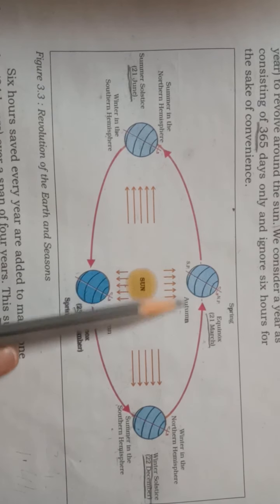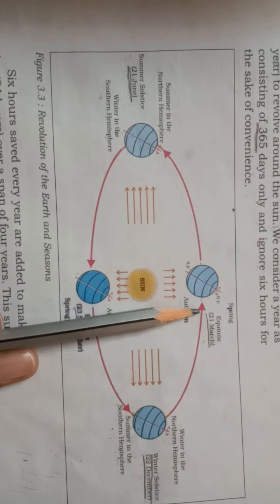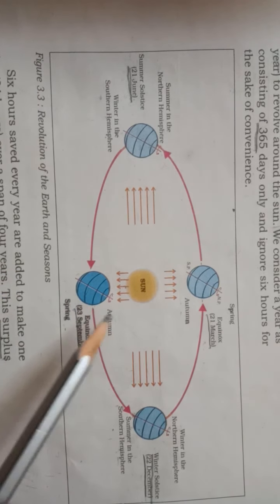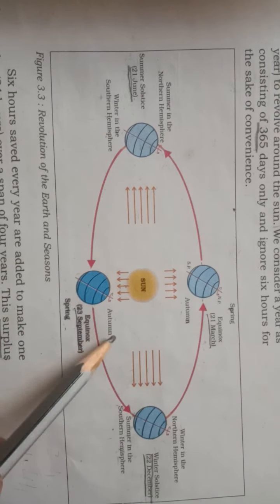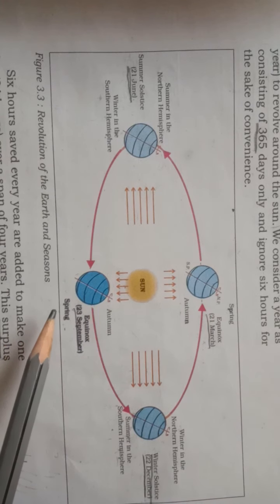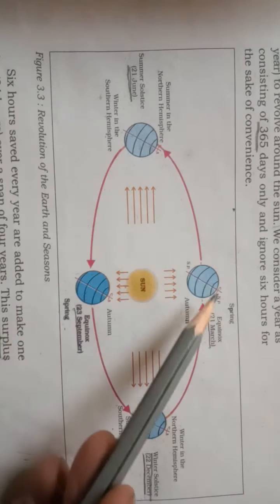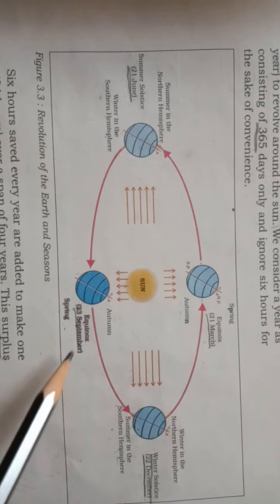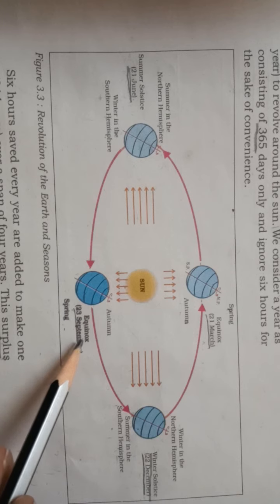Now come to this position of the earth, that is on 23rd September and 21st March. On these days, the equator receives direct sun rays. And if you observe, you will find neither of the poles is tilted towards the sun. That is why the whole earth experiences equal day and equal night, and this is called equinox.